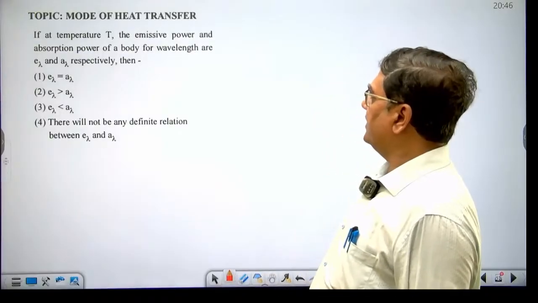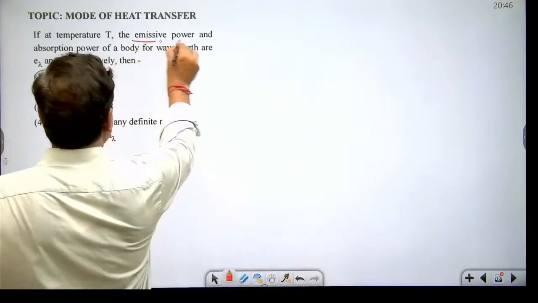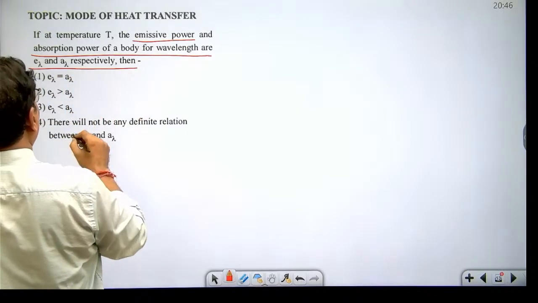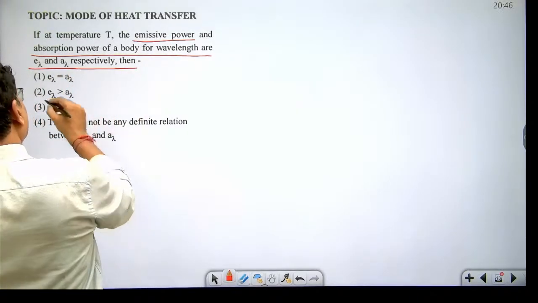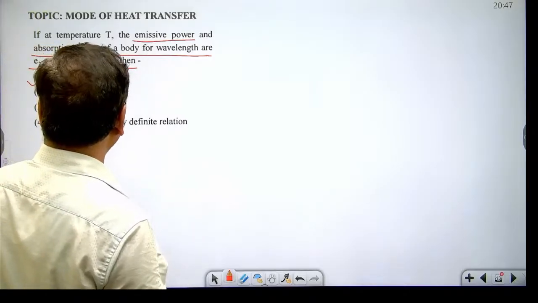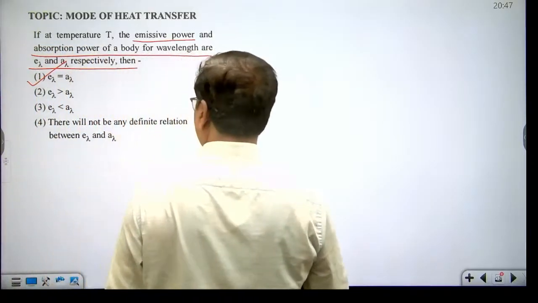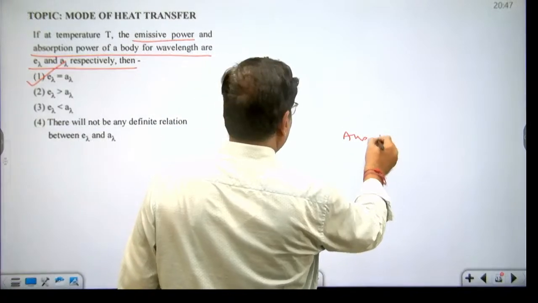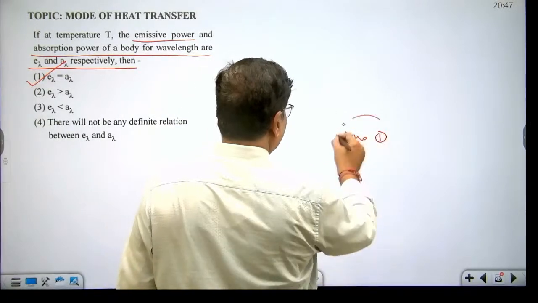If at temperature T, the emissive power and absorptive power of a body for wavelength lambda are E lambda and A lambda, then according to Kirchhoff law, the ratio of spectral emissive power to spectral absorptive power remains constant, E lambda upon A lambda. Okay. So out of 4 choices, the correct choice is option 1.